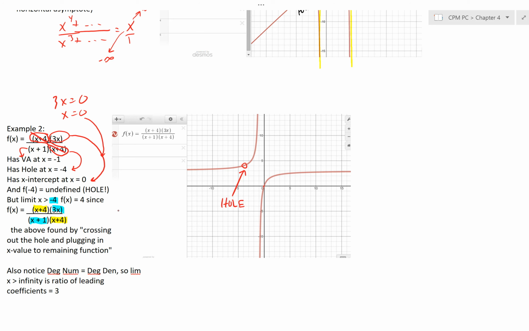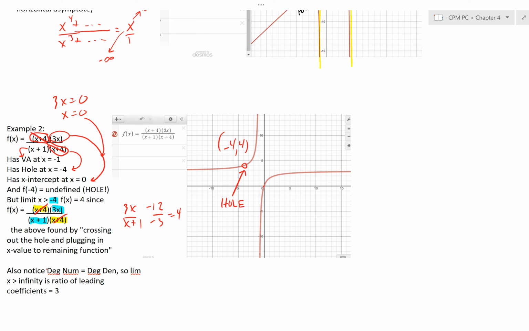My function then becomes 3x over x plus 1, and if I plug in 4, that gives me 12 on top, or sorry, what are we plugging in? We're plugging in -4, so that gives me -12 on top and -3 on the bottom, which is +4. So that means my hole is at -4, +4. And again, I can get that by canceling the common factors and plugging in the x-coordinate of the hole, and that'll give me the y-coordinate of the hole as well. Okay?